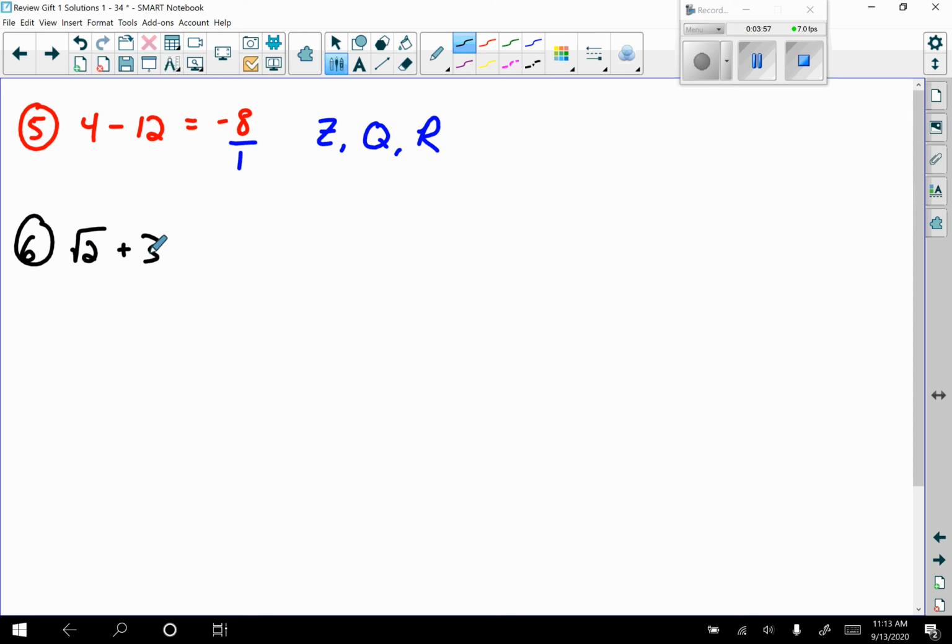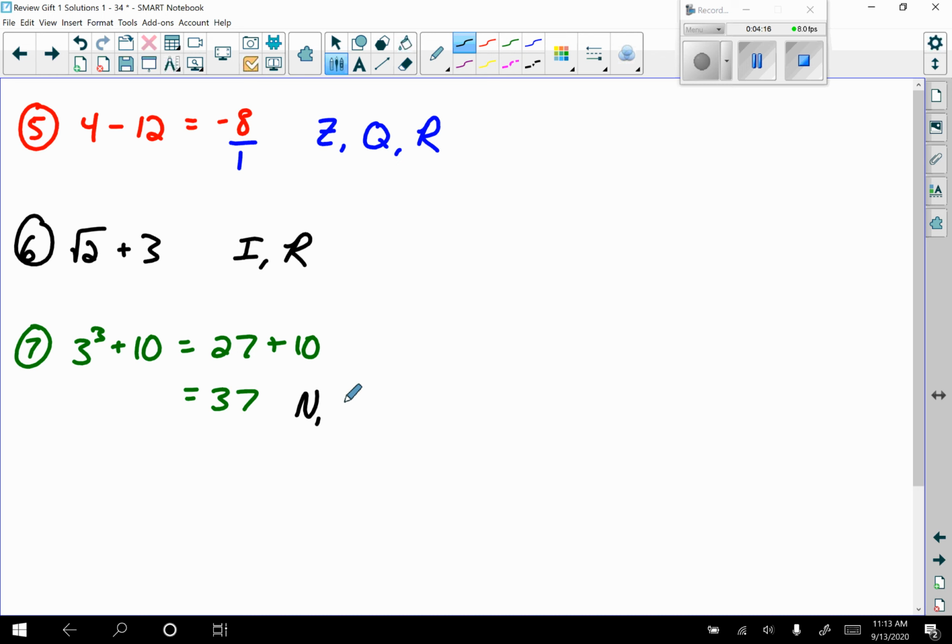We can't do anything with this, and because there's a radical 2, it's an irrational number I, and like I said, all numbers are real numbers. For 7, we have 3 cubed plus 10. 3 cubed is 27. 27 plus 10 is 37. So this is a natural number. It's a whole number. Because remember, natural numbers start 1, 2, 3, so on. So we would eventually hit 37. Same thing with whole numbers. They start with 0, 1, 2, 3, and so on. We would hit 37. It's an integer because, again, it's a whole number or its opposite. It's also a rational number because we could put it over 1, and it's a real number.